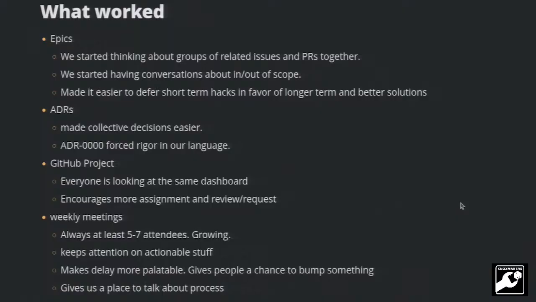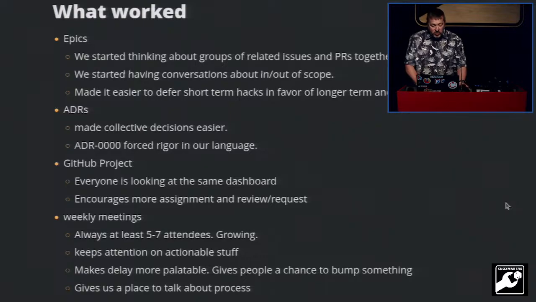The GitHub project was killer. It made a huge difference. The weekly meetings were also awesome. Right now we're routinely getting 5 to 7 people in there. We get people that drop in just to see what's happening. It keeps us focused on very actionable stuff.